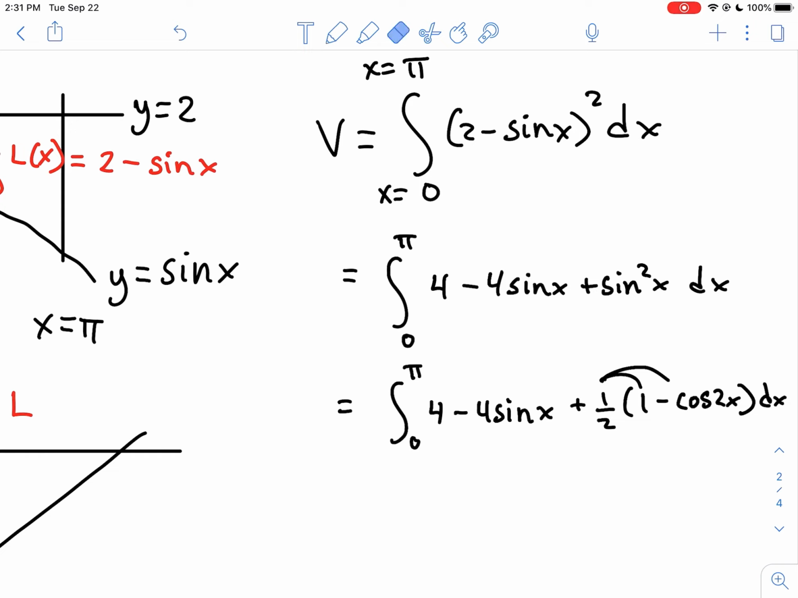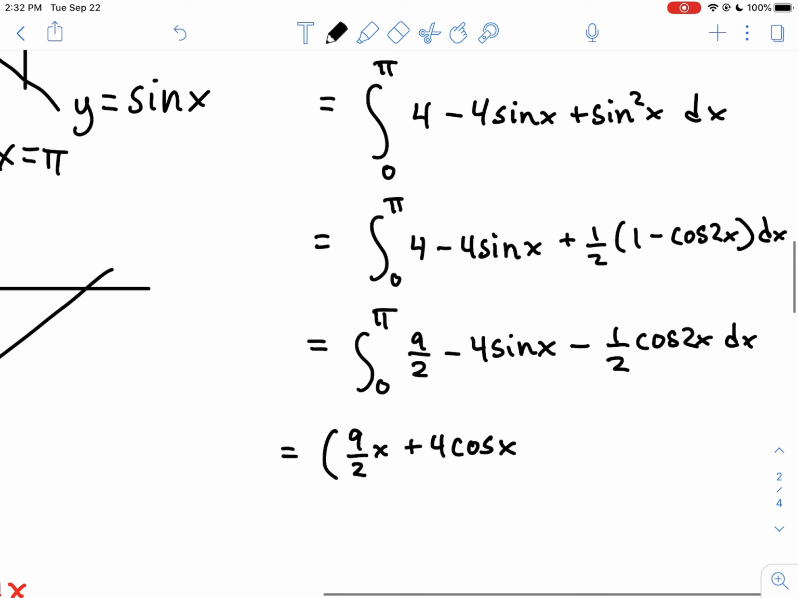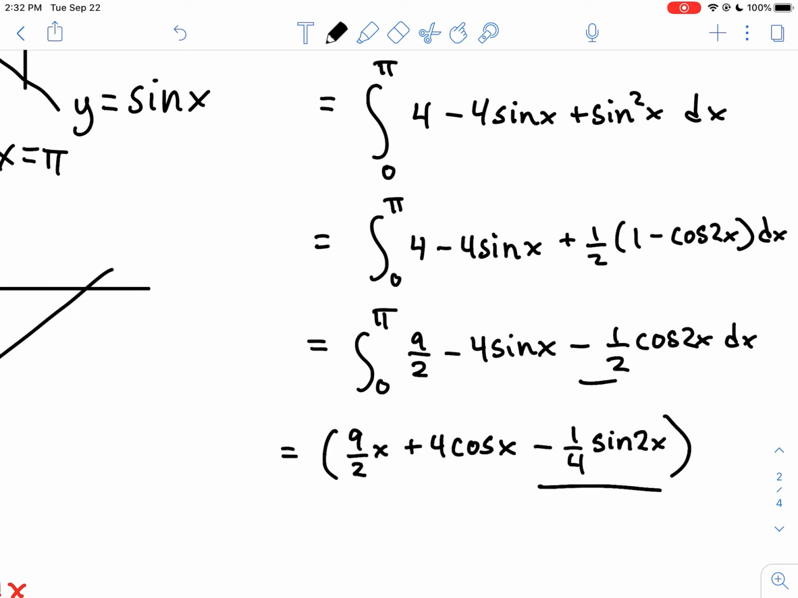So I'm going to do a few steps here to determine how this continues to simplify. 4 plus 1/2, that's 8 halves plus 1/2, that's going to be 9 halves, minus 4 sine x, and then minus 1/2 cosine 2x. I think we're ready to integrate one at a time. So integrate the 9 halves, that's going to give us 9 halves x. Integrate the negative 4 sine x, that's going to be positive 4 cosine x. And integrate the 1/2 cosine 2x. Integral of negative cosine will be negative sine. I'm going to have to divide by another 2 to reverse that chain rule that would happen. So we should have a negative 1/4 sine 2x. If you're not sure you did that antiderivative correctly, then differentiate this and see if you get to there.